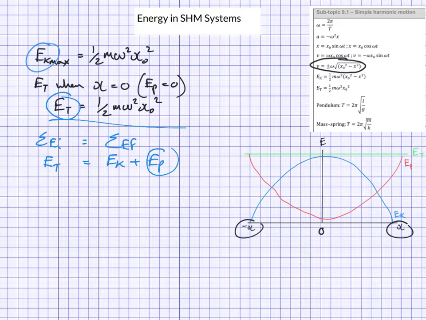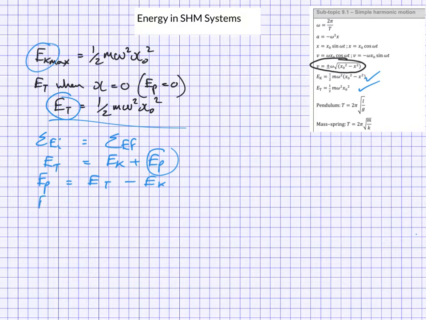Let's see if we can make a statement about the potential. So let's go ahead and say that our potential energy is equal to our total energy minus our kinetic energy. And since we have equations for these, we've already worked out both of these equations. Let's just plug them in and see where we end up. So potential energy is going to be the total energy, which is 1/2 m omega squared x naught squared, minus our kinetic energy, which is 1/2 m omega squared x naught squared minus x squared, oops, not x naught, just x squared.